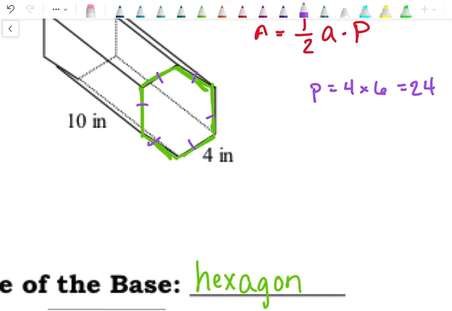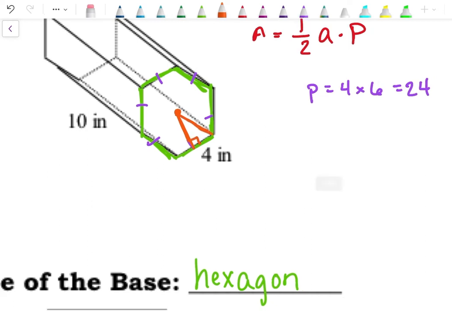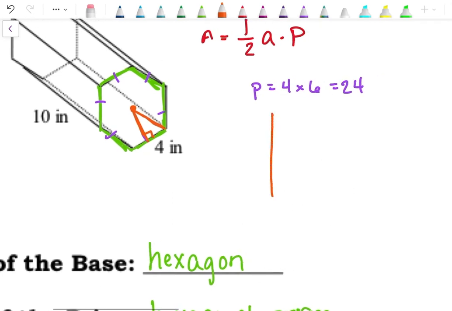So if this is my hexagon, I'm going to draw in an apothem right here. And then I'm going to connect that apothem over to the corner and make a right triangle. Now remember, when we make those right triangles, it does cut that side in half. So my bottom side here is going to be 2. And in a hexagon, the central angle, when you draw in a central angle, is going to be 60, which is 360 divided by however many sides there are. So 360 divided by 6 is 60. And then this little angle is going to be half of that, which in this case is 30.